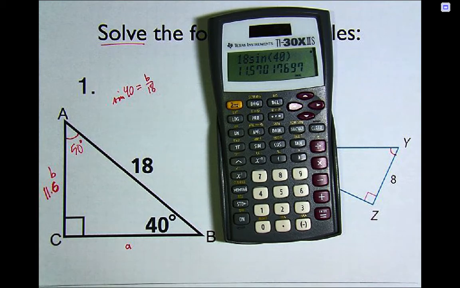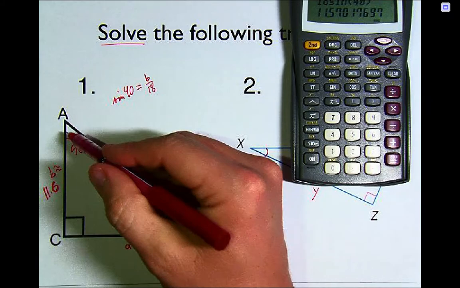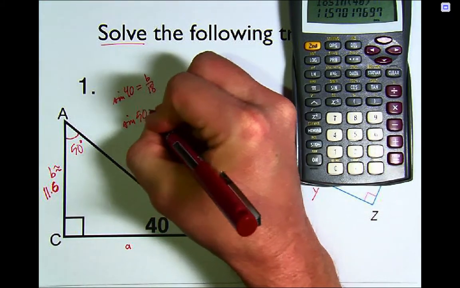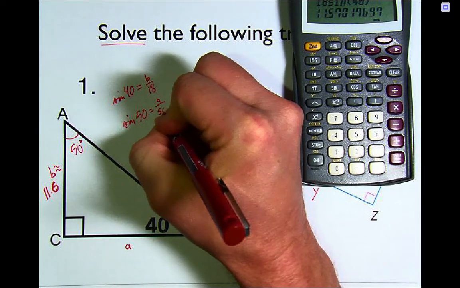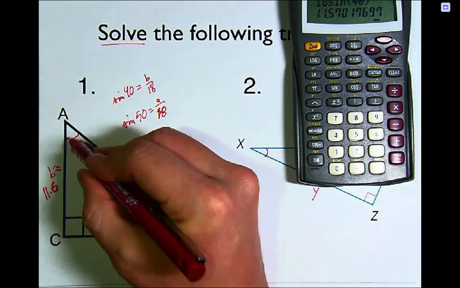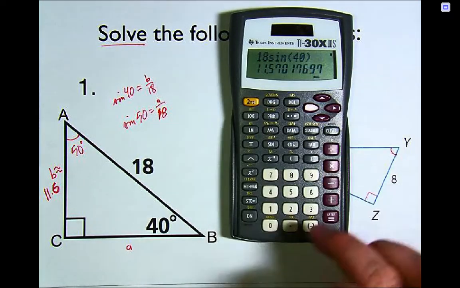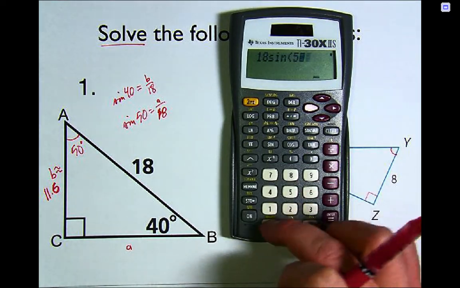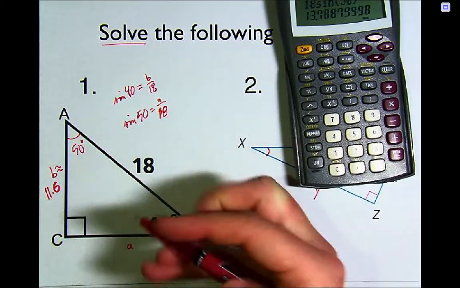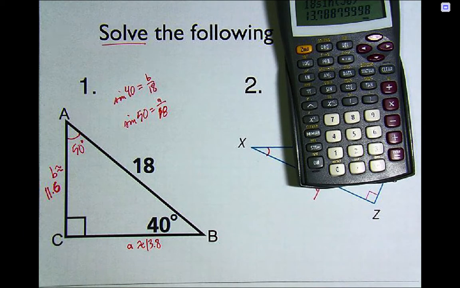Okay. And what would A approximately be? I could do the same thing. I could do sine of 50 as opposite over hypotenuse. I like using sine. No, not 50, 18. Right? Sine of 50 equals opposite over hypotenuse. So I'm now going to do, instead of 18 sine 40, 18 sine 50, and that'll come out slightly different. So it's about 13.8. And boom, in a matter of just a minute or two, I solved that whole right triangle.